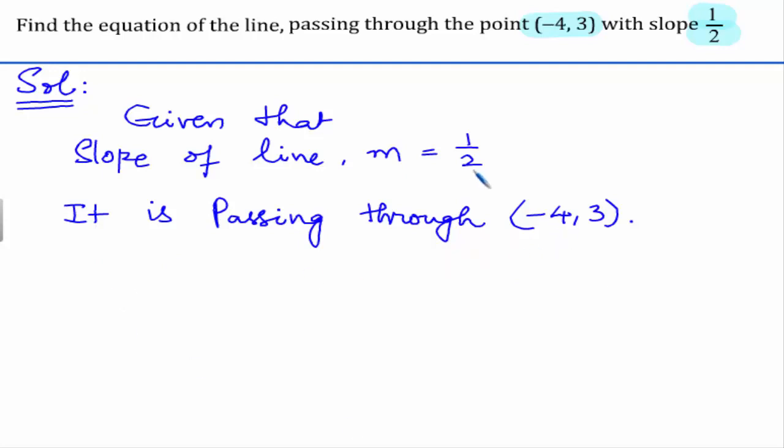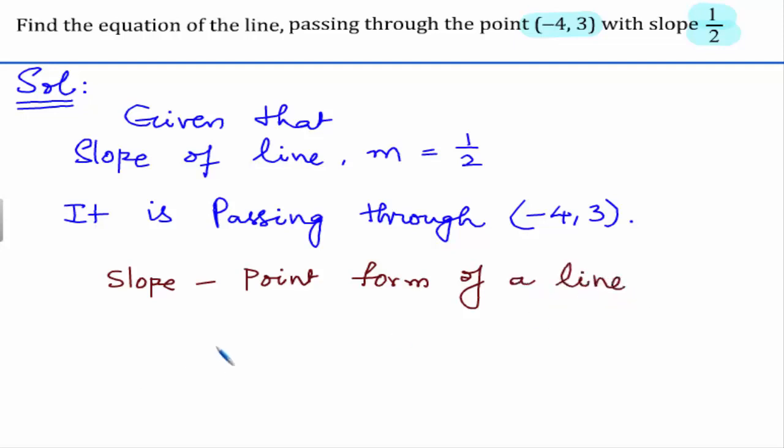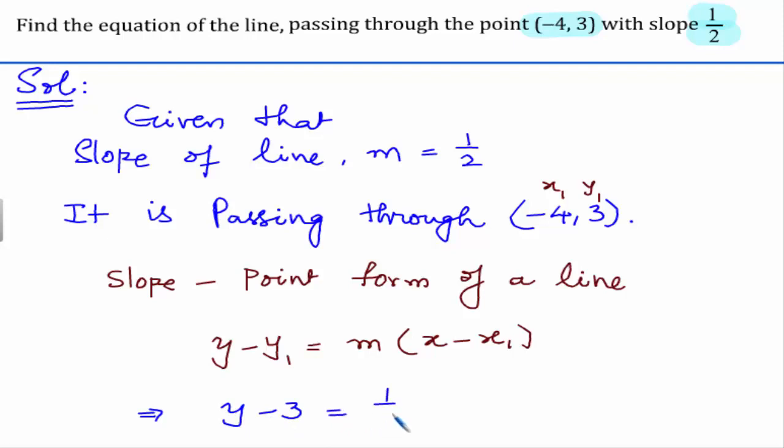Now, to find out the equation of the line, we have to use the slope point form, because slope is there, point is there. So slope point form of a line is y minus y1 is equal to m into x minus x1. Here this is x1, y1 and this is m. Let us substitute now. y minus 3 is equal to half into x minus of minus 4, that is x plus 4.